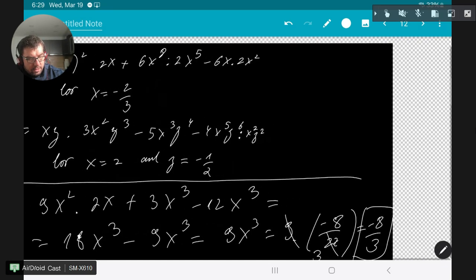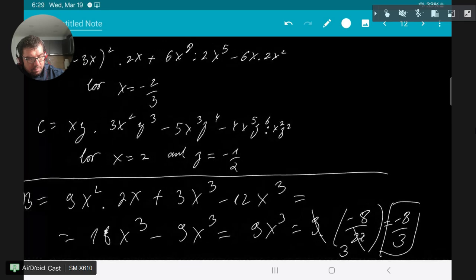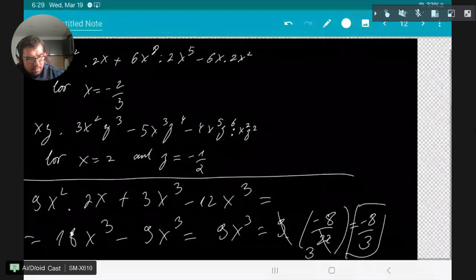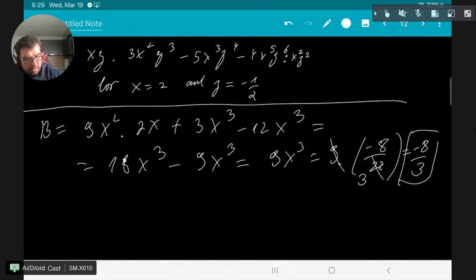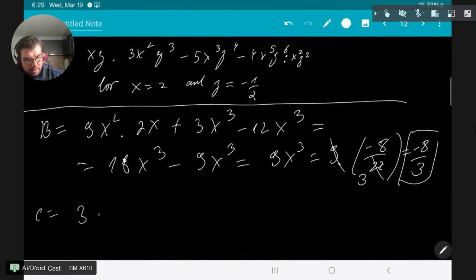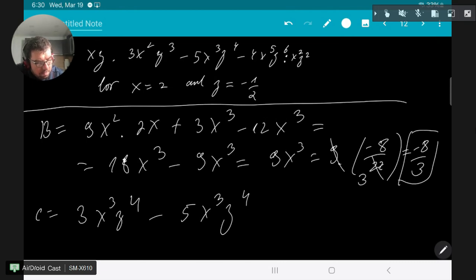And now for c, for the expression c. Okay, just move below. c is equal to 3x to the power of 3 y to the power of 4 minus 5x to the power of 3 y to the power of 4 minus 4. Again, 5 minus 2 is 3, x to the power of 3, 6 minus 2 is 4, y to the power of 4.